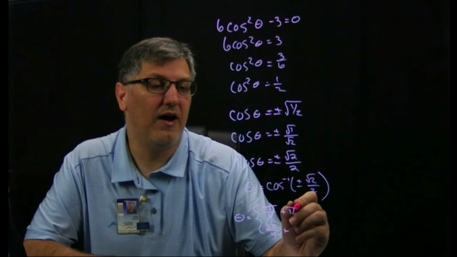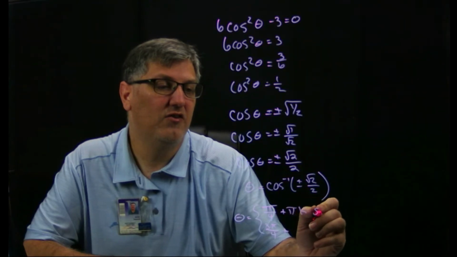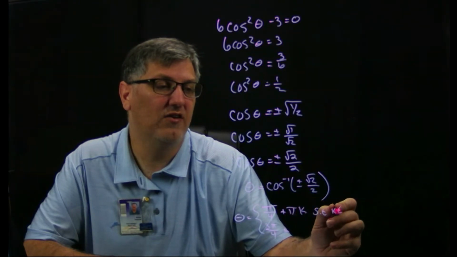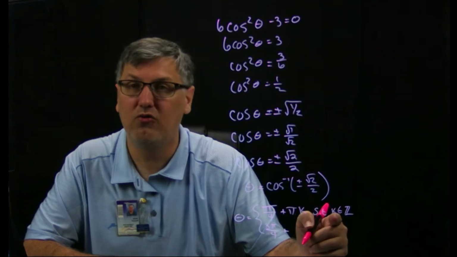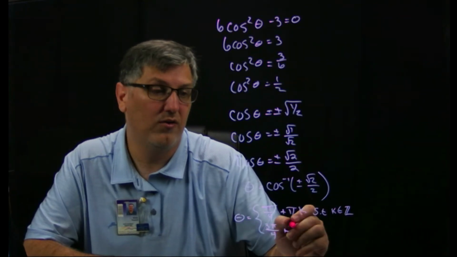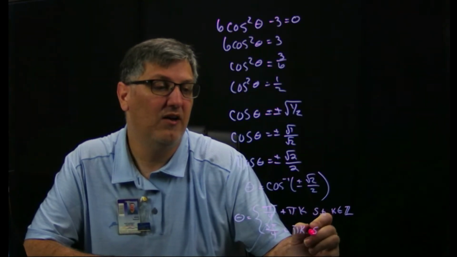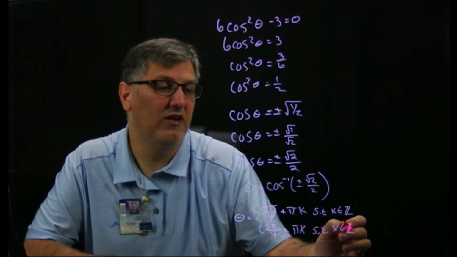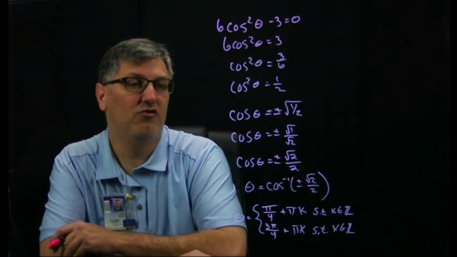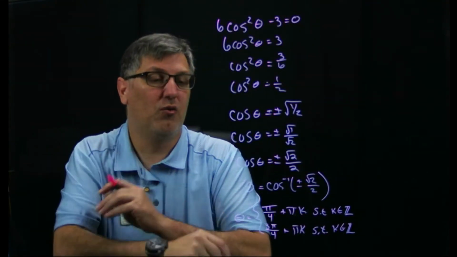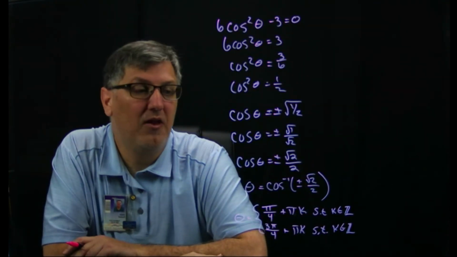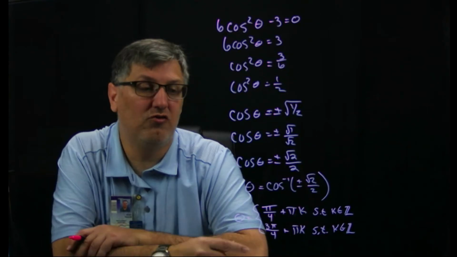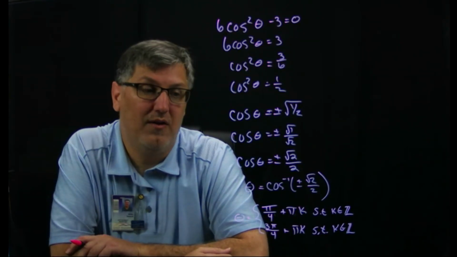I'm going to do pi k such that k is an element of the integers. If you don't tell me what k is, you're wrong. Pi k such that k is an element of the integers. And here is my general solution to this equation itself. So if I'm asking for a general solution, I'd be looking for something like this.